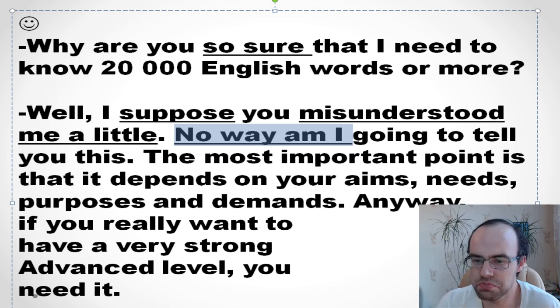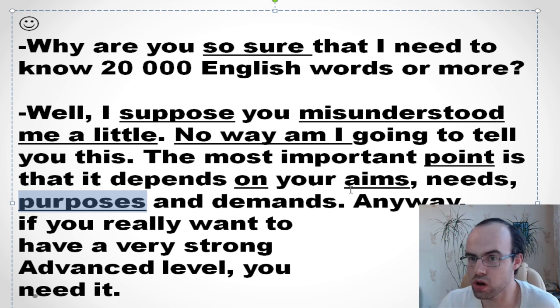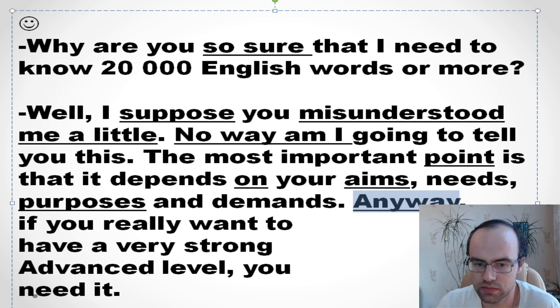So the most important thing is that it depends on your aims, needs, purposes and demands, okay? You know that aims and purposes are actually very similar words. It depends on what you want. So maybe you don't actually need these 20,000 English words, who knows. Anyway, if you really want to have a strong, very good advanced level, you need to know 20,000 English words or more, I think so, okay?